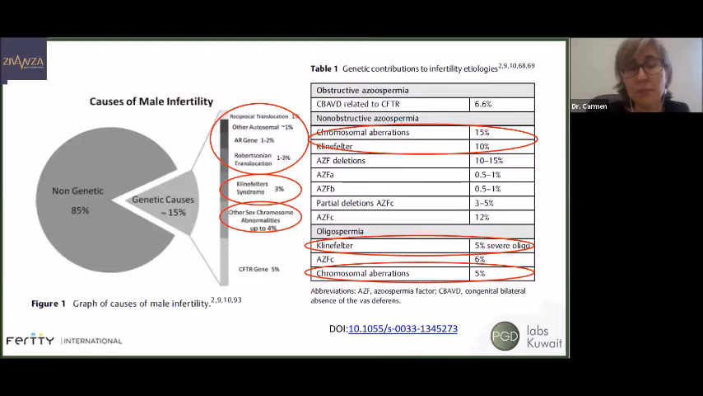We know, for example, that when we analyze male infertility, around 50% of these cases have a genetic cause. And we can see here that abnormalities in the karyotype are very frequent. If we classify the patients according to abnormalities in the sperm parameters, we can see that, for example, chromosomal aberrations and Klinefelter, which is an aneuploidy in the karyotype, can be as high as 25% of the cases.